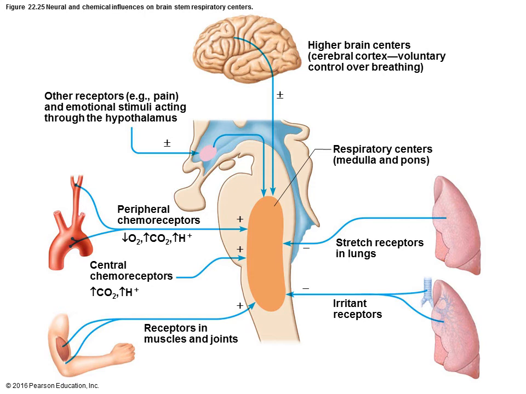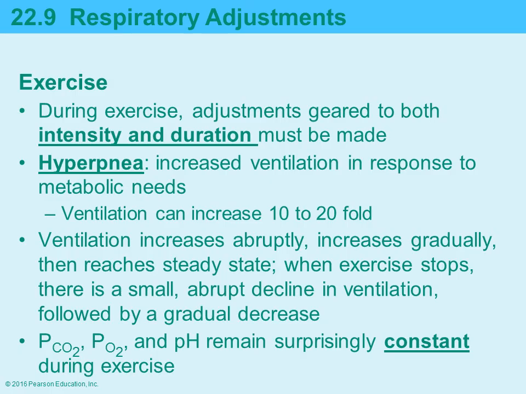So you can see here all the different neural and chemical influences and how they affect the respiratory rate. Exercise certainly has an effect. You tend to increase the respiration rate when you exercise. Why? Because the metabolic needs have increased as well. This is referred to as hyperpnea. The ventilation rate or respiratory rate tends to increase sometimes 10 to even 20-fold.